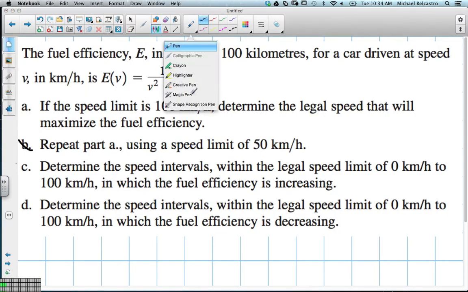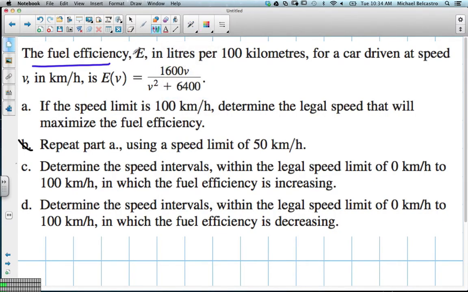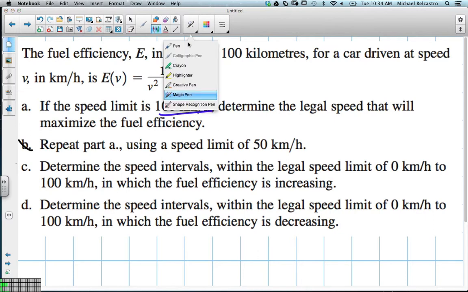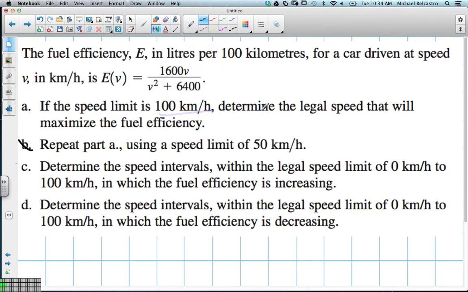All right, our second question here is a fuel efficiency question. They've set fuel efficiency as a function of the speed of a car, which is our variable v. So our efficiency is measured off the speed of our vehicle, in liters per 100 kilometers, for a car driven at the speed in kilometers per hour. If the speed limit is 100 kilometers an hour, determine the legal speed that will maximize fuel efficiency. So we need to make our parameter from this question. Does anyone know what this gives us as a parameter?